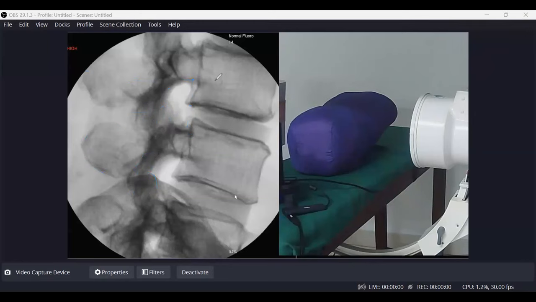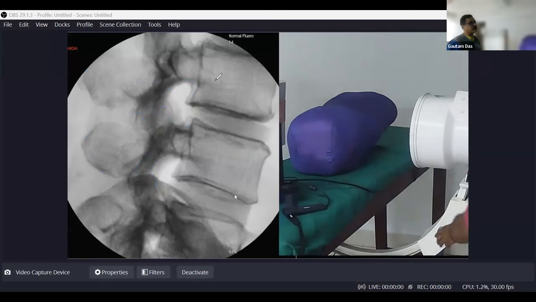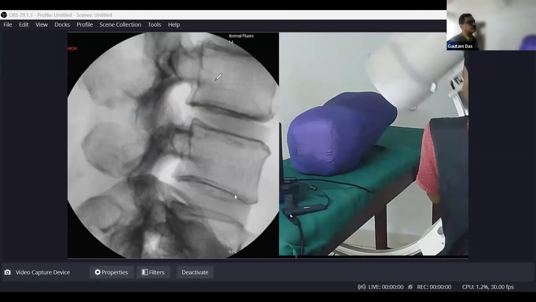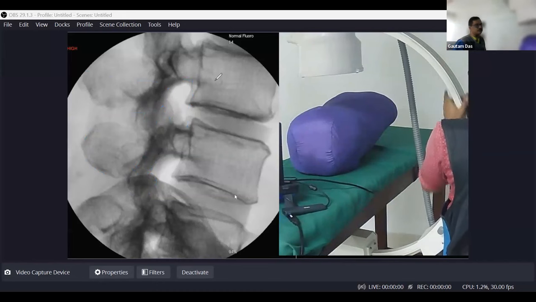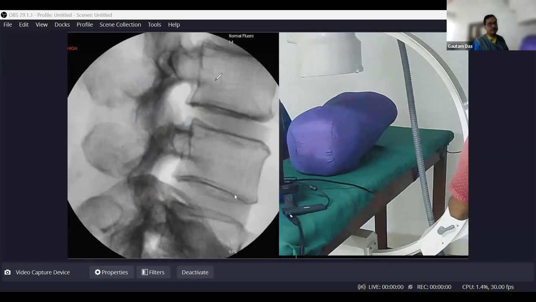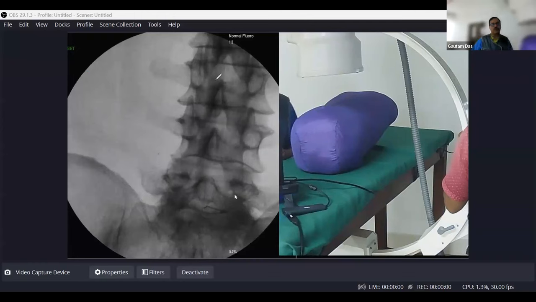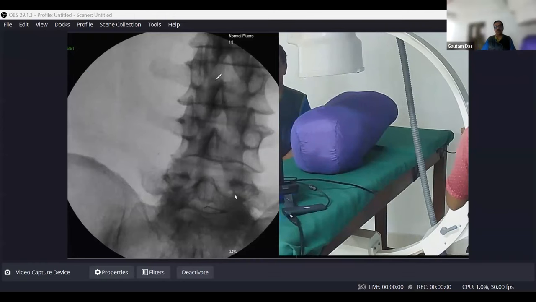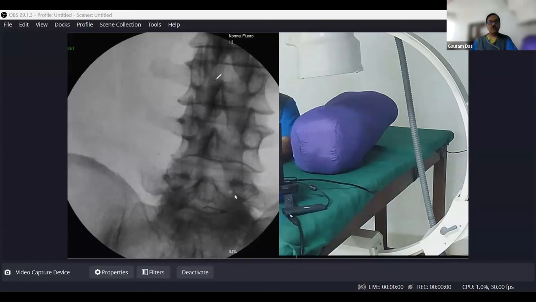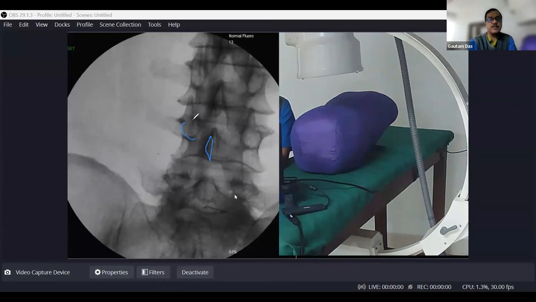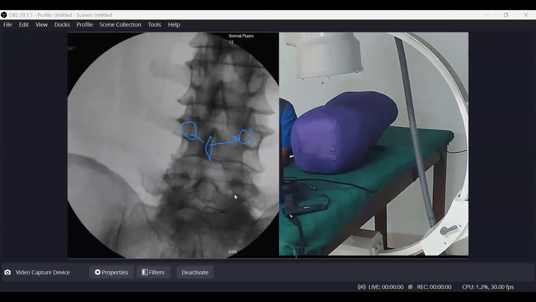Now, let us go into the AP view, and we'll be starting with the basic lumbosacral procedure. What are the different steps? First step is to have a true AP view. True AP view means what? Here you see, this is the spinous process. This is one pedicle, this is the other pedicle. Is this distance equal? No.